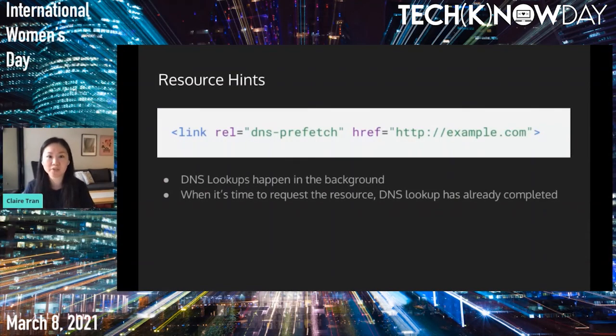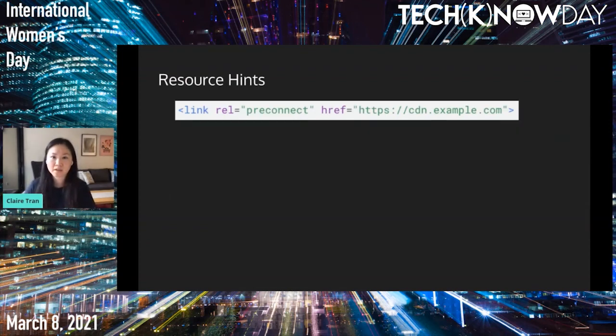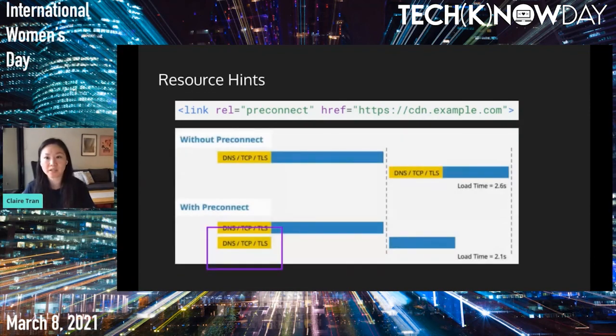Other things you can do here, you can rely on resource hints. That's actually giving hints on when or how to fetch resources. In this case, we're using DNS prefetch, which means that DNS lookups are happening in the background. So when it's time to request that resource, the DNS lookup has already been completed, which will reduce the time to download the resource. Another thing we can do is use the preconnect attribute. This allows the browser to set up early connections before requesting the resource, again saving time on downloading that resource.